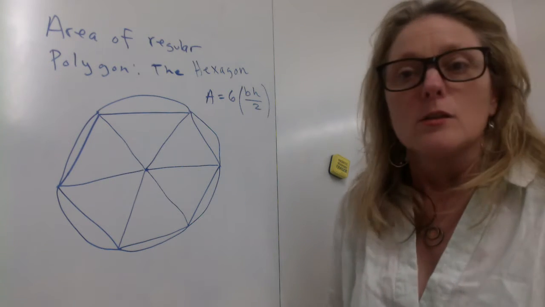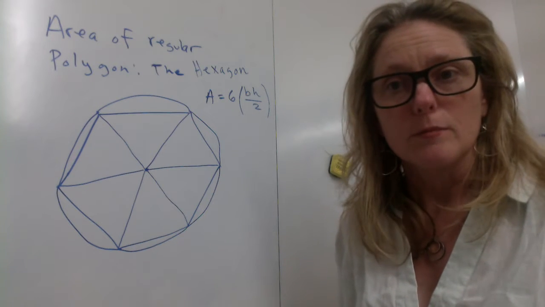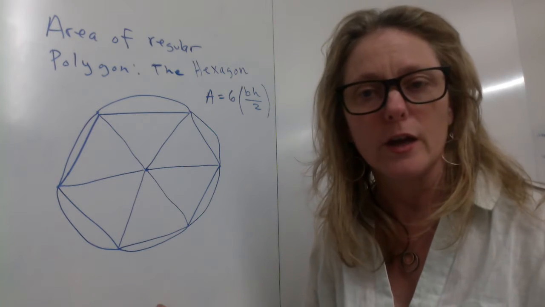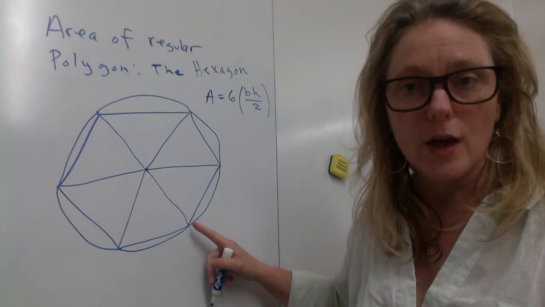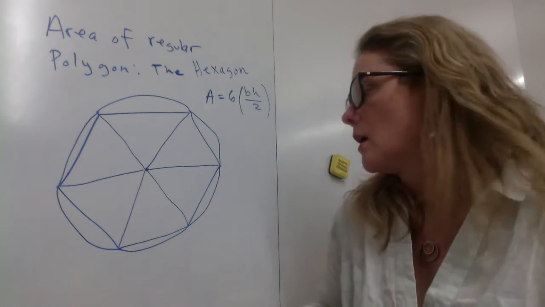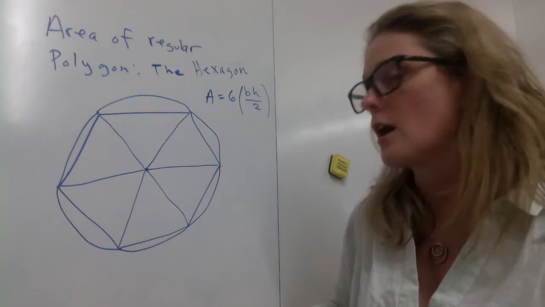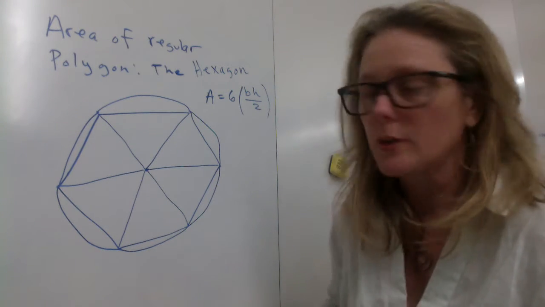Again, I might be given various parts to this problem. I might be given the radii and I need to find the area. I might be given the length of the hexagon, or sometimes this is called the edge, and I have to find the area. Or I might be given the apothem.